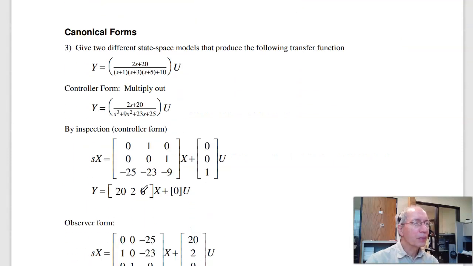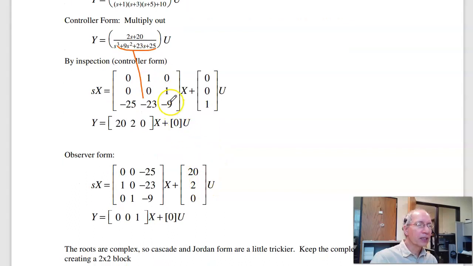Okay, problem 3. Here's a transfer function. Express it in 2 different canonical forms. So one approach is to multiply it out, put this in controller canonical form, in which case the denominator polynomial goes right here with a minus sign. The numerator polynomial is your C matrix, and there's your B matrix. That's one form, controller form. A second form is transpose it, and I have your A transpose, C transpose, B transpose. That's a perfectly valid answer.